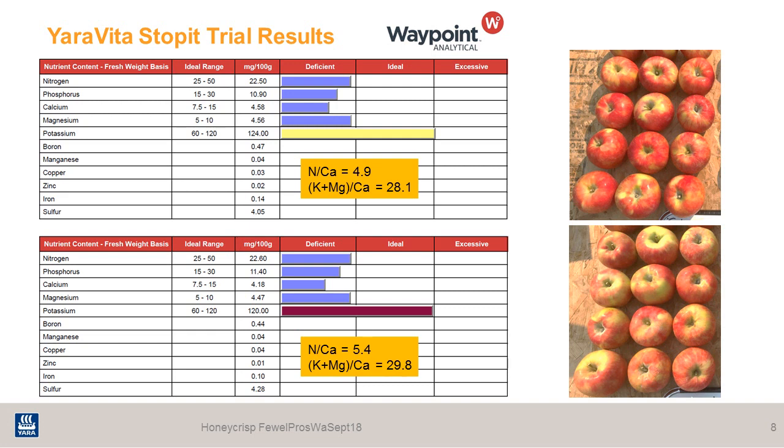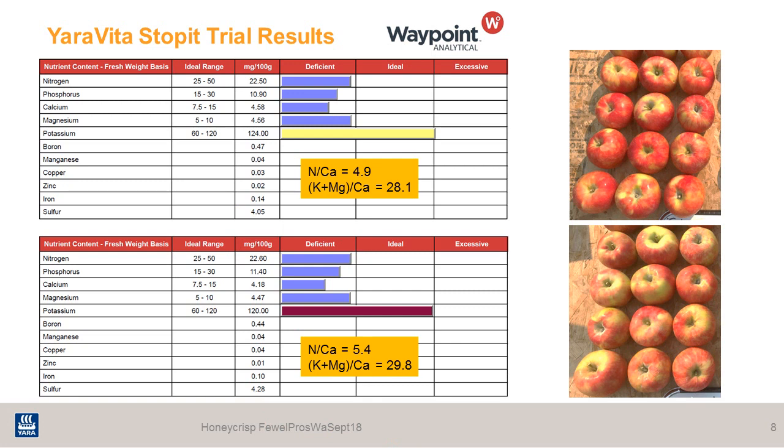I would like to share these results with you from one of the trials that I did this year on Honeycrisp. In this particular trial, we looked at the calcium nutrition on the Honeycrisp apples. Here at harvest, we laid out the fruit. As you can see, you have a little better red color in this fruit compared to this untreated fruit over here.